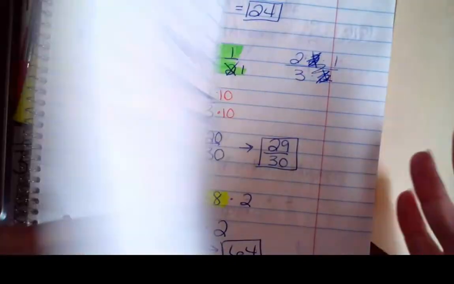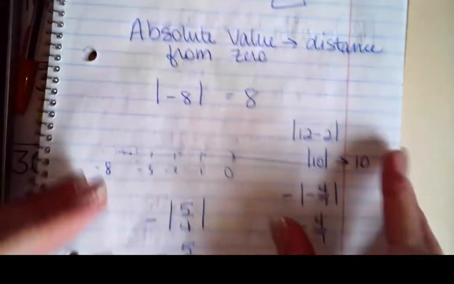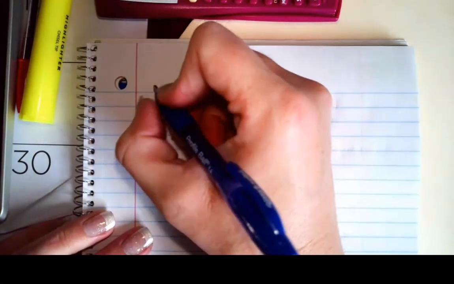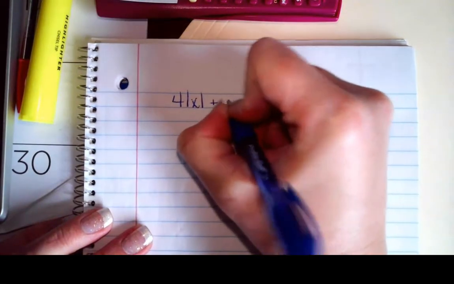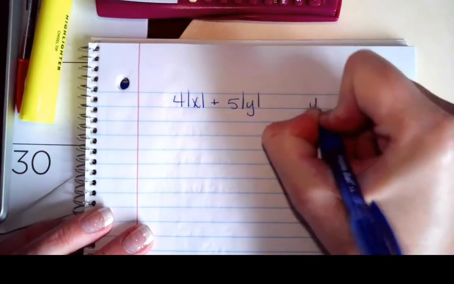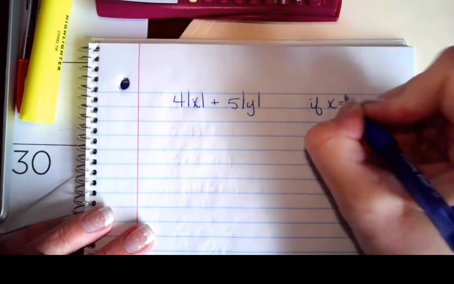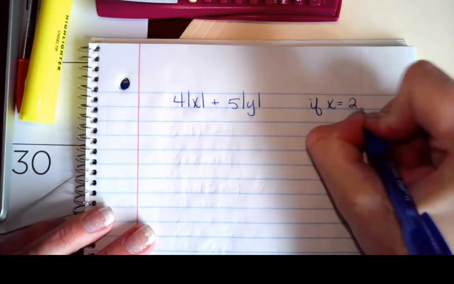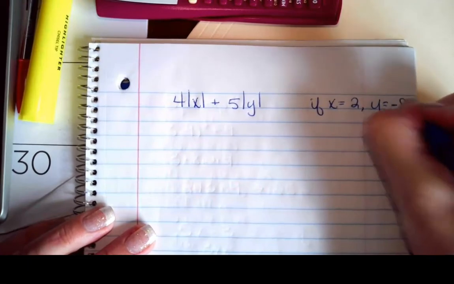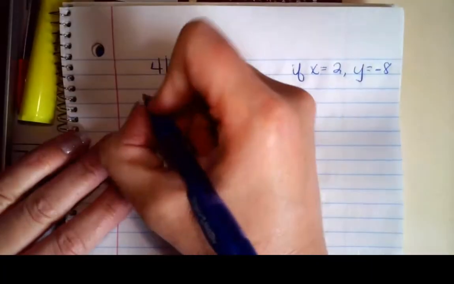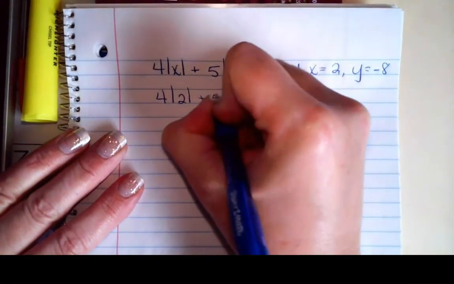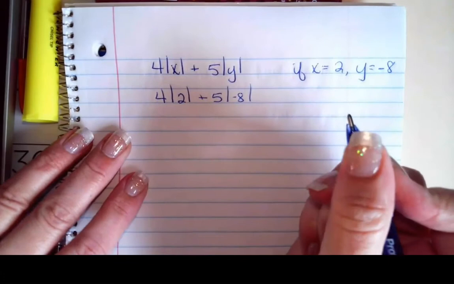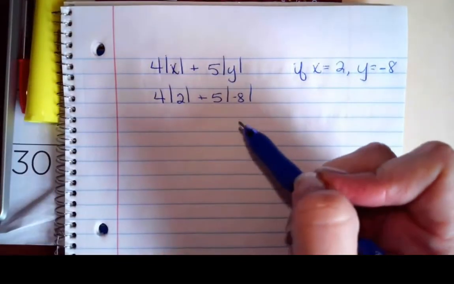Okay? And then last one, and we'll be done with this section, we're going to do kind of a mix of stuff. I have evaluate 4 times the absolute value of x plus 5 times the absolute value of y if x is 2 and y is negative 8. I'm going to do substitution first. Wherever there's an x, I'm going to put a 2. And wherever there's a y, I'm going to put a negative 8.